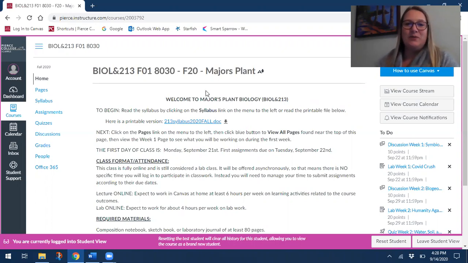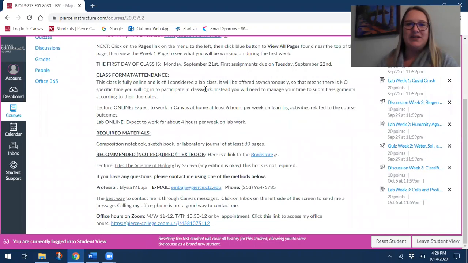So first of all, when you first log in, your first page is this page here to give you some instructions about our course and when it starts. It starts Monday, September 21st. The first assignments that you have are due on Tuesday. All of your assignments for the entire quarter are due on Tuesdays at 11:59 p.m.